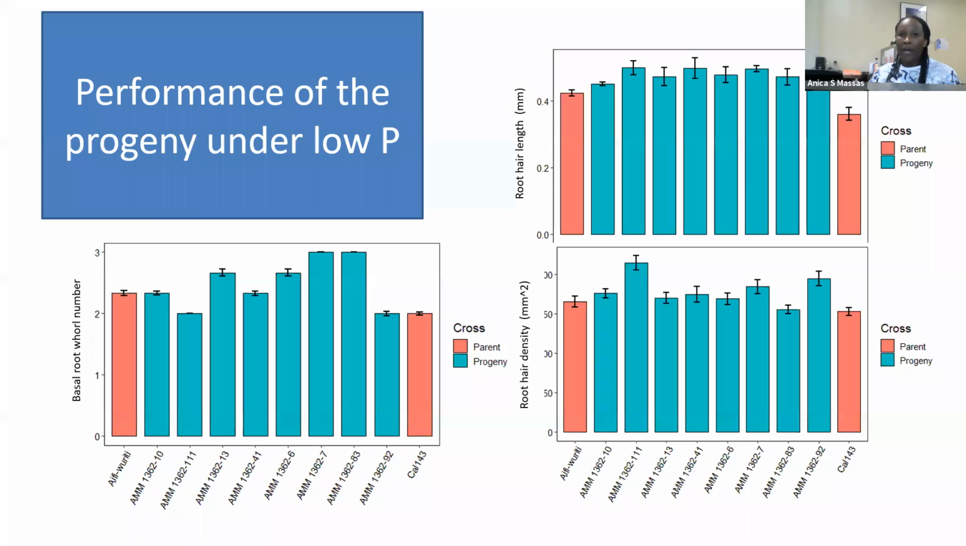We can see here, I just present only 3 traits: basal root whorl number, root hair length, and root hair density. And we can see that we are having promising results that are going to help us select genotypes for further release. This is our goal, to release some genotypes in the future.